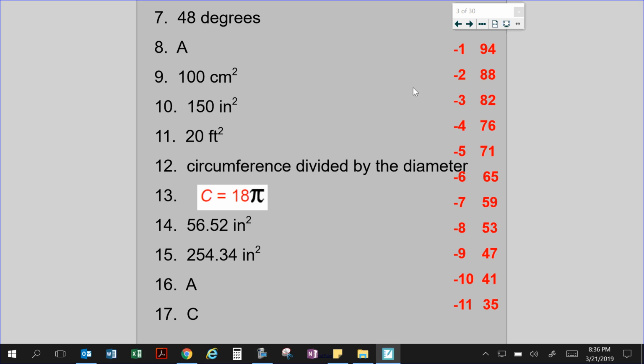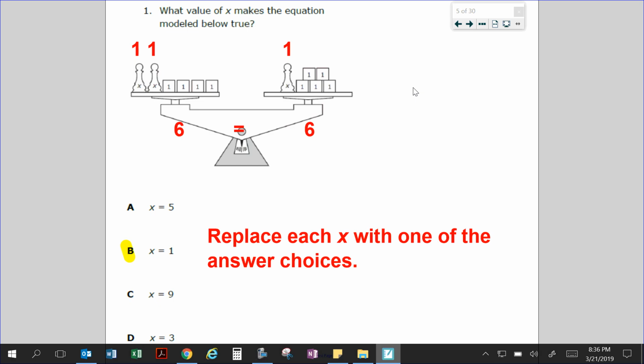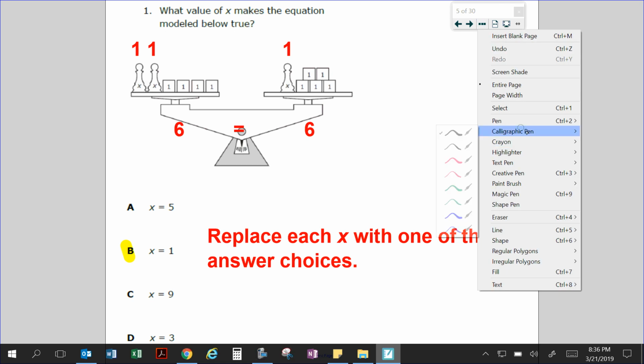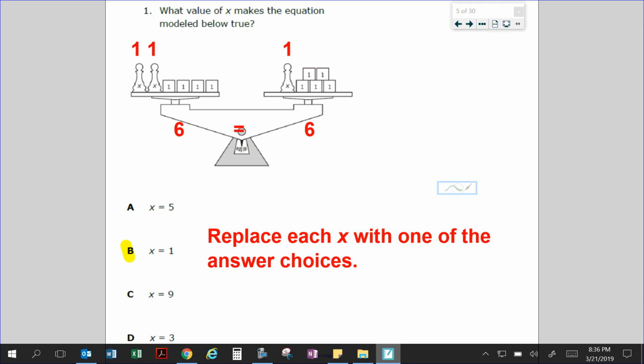All right, so let's go over number one. In here, you see a balance. Can you solve for x? There's several ways you could do it. Some students will look at the answer choices and replace each x with a number, and then they'll see if this side is equal to that side.